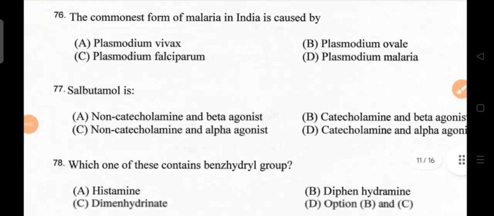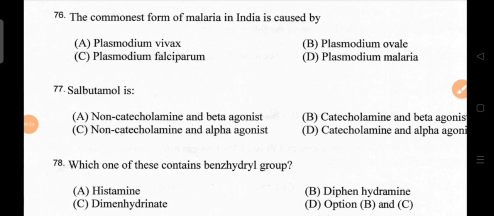Question number 76. The commonest form of malaria in India is caused by which of the following? Options are Plasmodium vivax, Plasmodium ovale, Plasmodium falciparum, and Plasmodium malariae.